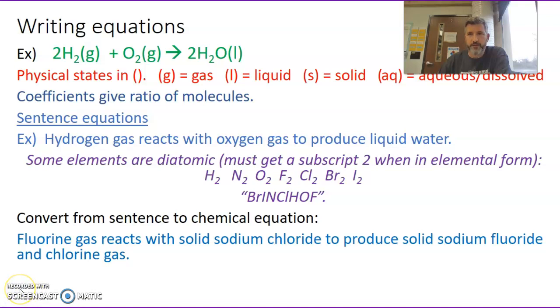Okay, so pause the video if you haven't and give that a try. Okay, you came up with something like this. So the fluorine is one of our Brinkelhoff, so it's going to be F2. NaCl is 1 to 1 because sodium is +1, chloride is -1. It's forming sodium fluoride, again, +1, -1, and chlorine gas, and chlorine is one of the Brinkelhoff elements, so it gets a 2 because it's by itself.